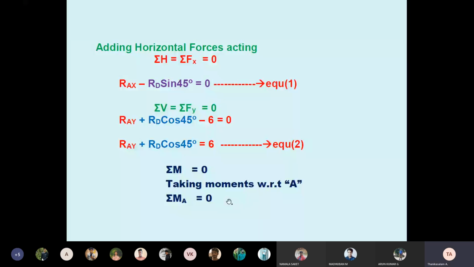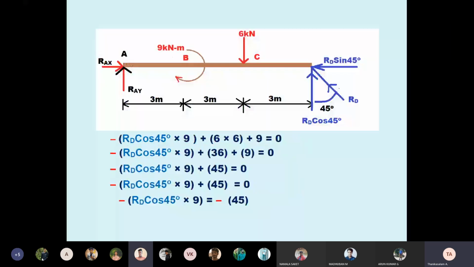Uday Kumar, after selecting a reference point, you have to identify which forces are not giving moment. Can you tell me which forces are not giving moment from the diagram? Can you tell me, Uday Kumar?